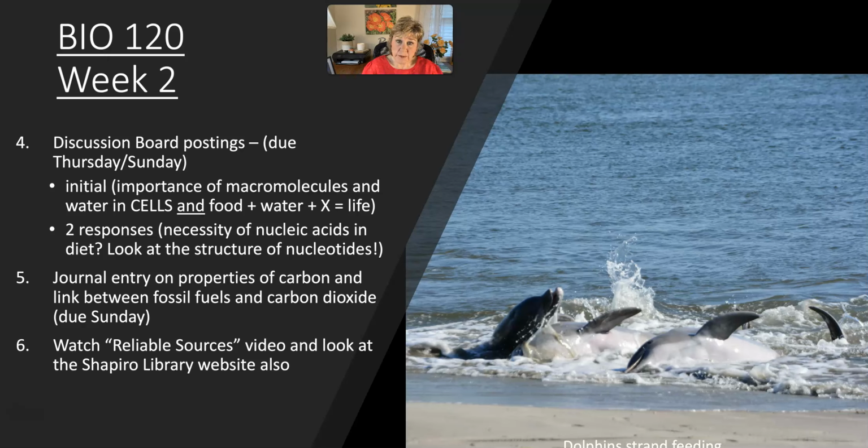And then for your response post to other students, you need to take a look at nucleic acids. So if you read a food label, right? All of us have read food labels. What does it state on the food label? It tells you how many calories are in this food, how many carbohydrates, grams of carbohydrates there are, proteins, fats, right? But that 4th group of macromolecules is not listed on the food components on a food label. Wonder why not? This is what you're going to find out.